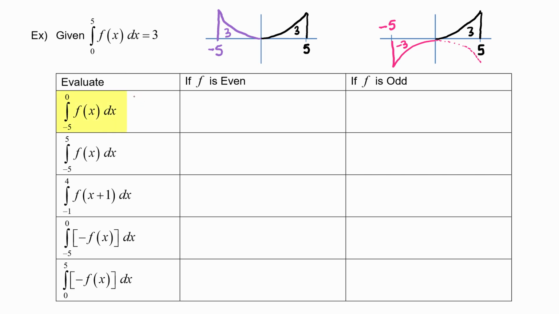First up, we have to evaluate the integral from -5 to 0 of f of x dx. Now if f is even, we can see from our diagram that area is just 3. And if f is odd, we can see from our diagram that area will be -3. The integral from -5 to 5 of f of x dx, we can see is going to be 6 if f is even, and it's going to be 0 if f is odd.